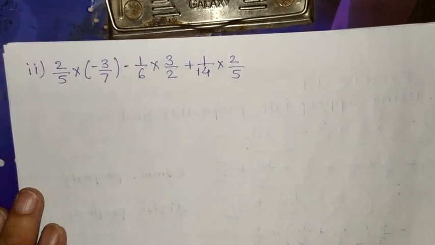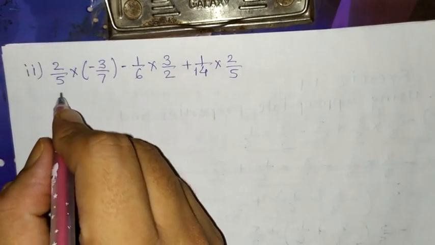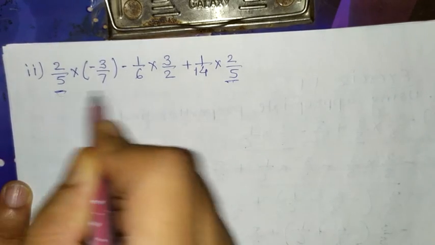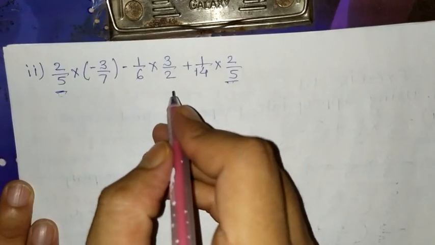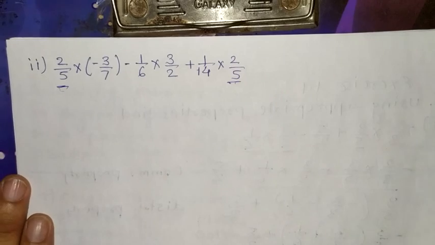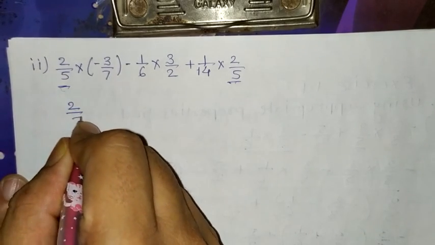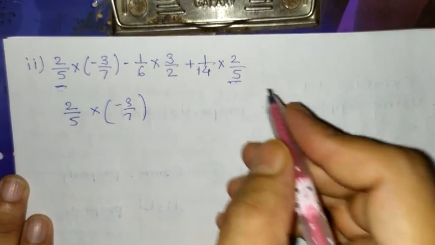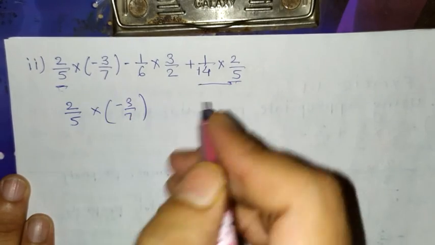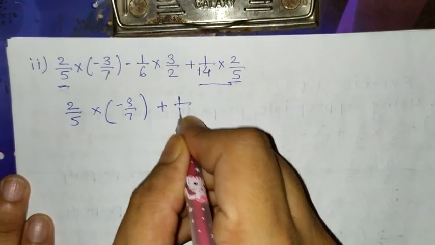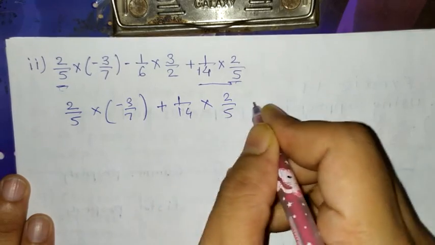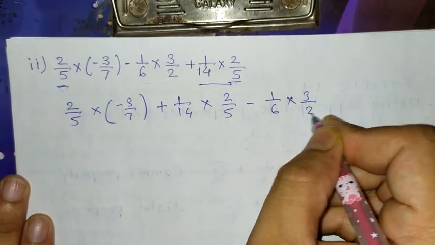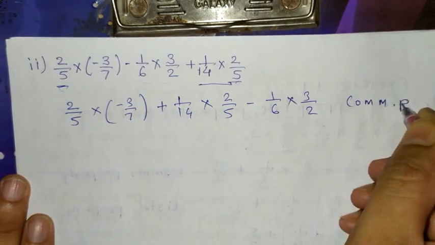In this next example, first, as I told you, you have to search for a common number. Here 2 by 5 is there, here 2 by 5 is there. Other numbers are quite different. So only one number is common, 2 by 5. So here as it is we write 2 by 5 minus 3 by 7. And now I want this pair nearer so that you can easily solve. So plus 1 by 14 into 2 by 5. This one I am keeping at last, minus 1 by 6 into 3 by 2. So this is commutative property.